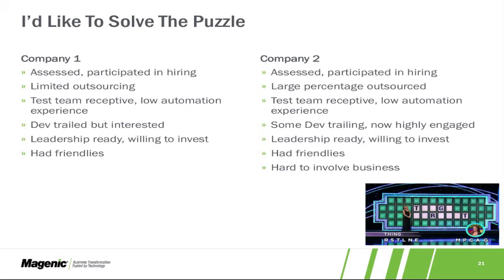So it was a good problem to have, but managing the expectations across became a little bit challenging. Again, leadership was ready and willing, had friendlies, but it was very hard to involve the business. And not because they didn't want to be involved, but the business, particularly the product owners and product management, were spread so thin over what they were doing that they just didn't have time to be as engaged as I really wanted them to be with this particular aspect of the business. So that kind of wraps up what we're talking about on audience.